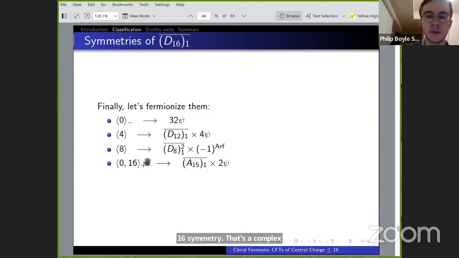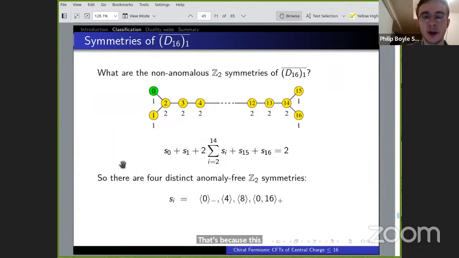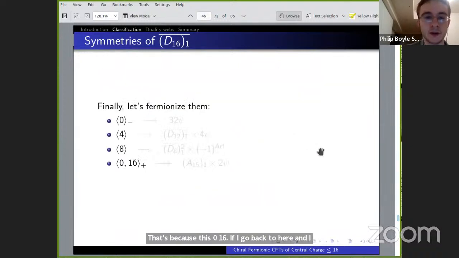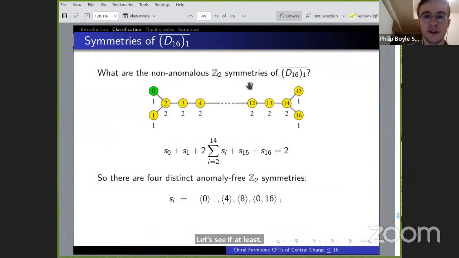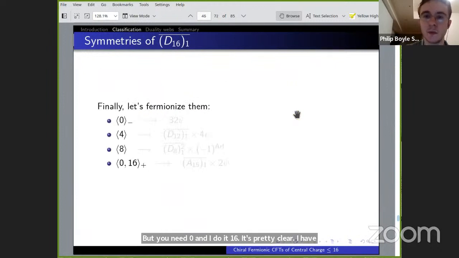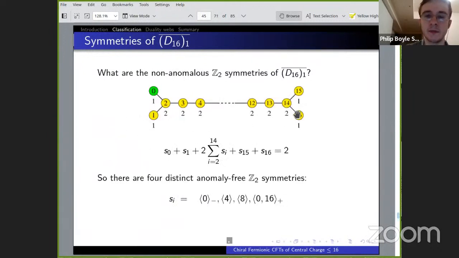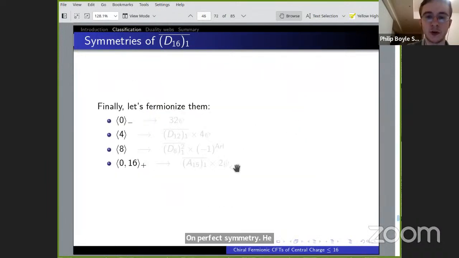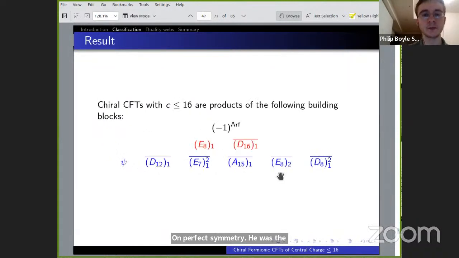That's because this 0,16, or let's see, if I go back to here and I, let's see, if I delete this node, hang on a second. If I delete 0 and I delete 16, it's pretty clear I have SU16 unbroken symmetry and a U1, the black node's minus one, which is U1, which acts on the complex fermion. Good.